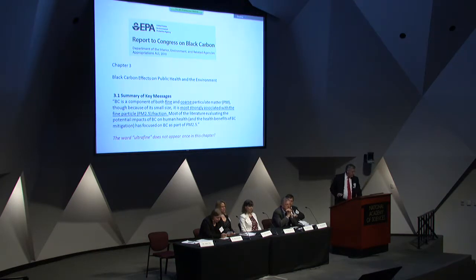In a 2012 report to Congress on black carbon, I think this publication probably came out only in 2012, EPA advised that black carbon is a component of both fine and coarse particulate matter, though because of its small size, it is mostly associated with the fine PM2.5 fraction.